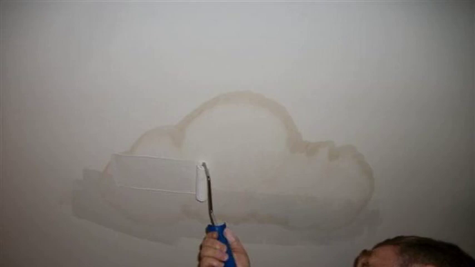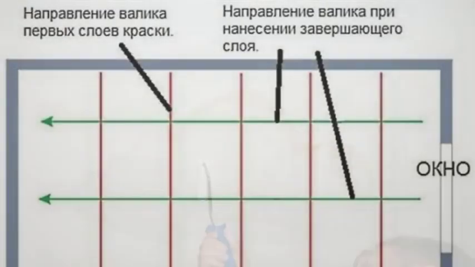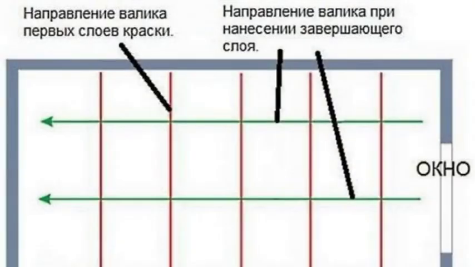1. Not cleaning the ceiling properly before painting. Dirt, dust, cobwebs, and even grease can prevent the paint from adhering properly, leading to uneven coverage and streaks. 2. Using the wrong type of paint. Some paints are better suited for ceilings than others. For example, flat paints are more prone to showing imperfections, while semi-gloss paints are more durable and easier to clean.